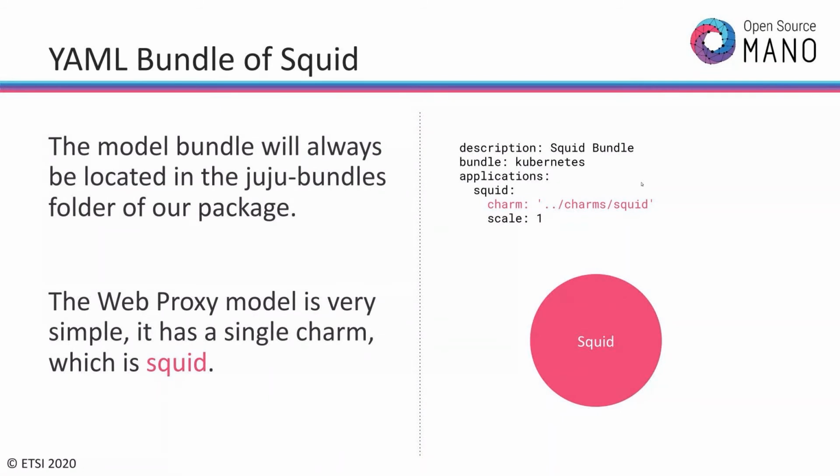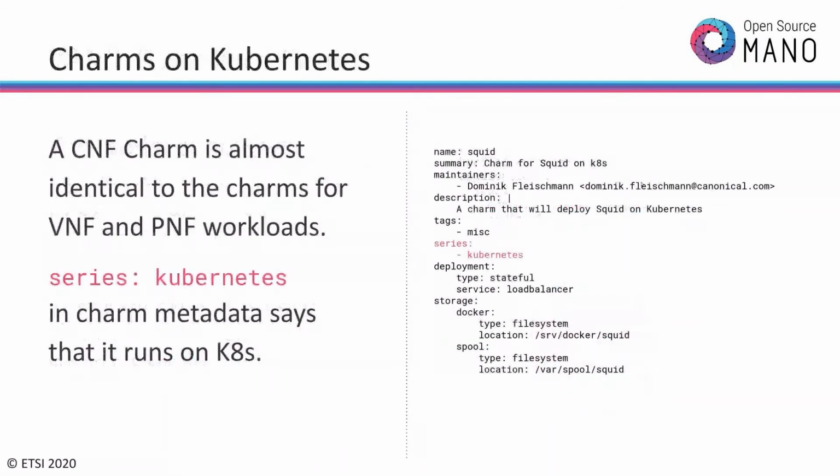So let's look at the charm's code. Kubernetes charms are very similar to the charms that we already know, which David has already shown. They have some minor differences, which I will address now. One of them is you have to declare that it's series Kubernetes. This lets Juju know that this is not a machine charm. This is a charm that will be deployed on Kubernetes. So this is something essential that you always will have to define inside of the metadata.